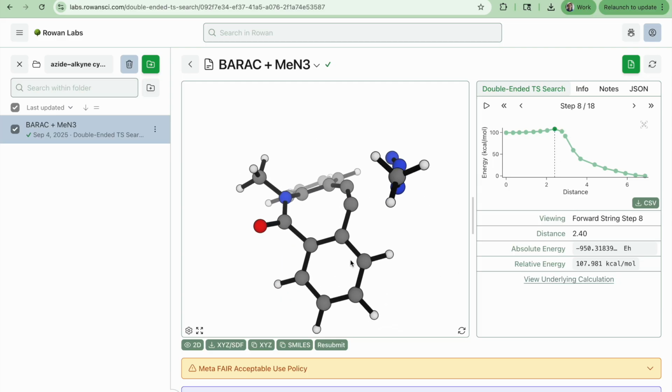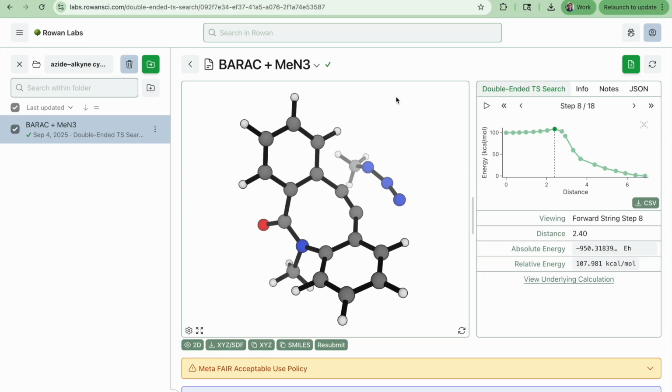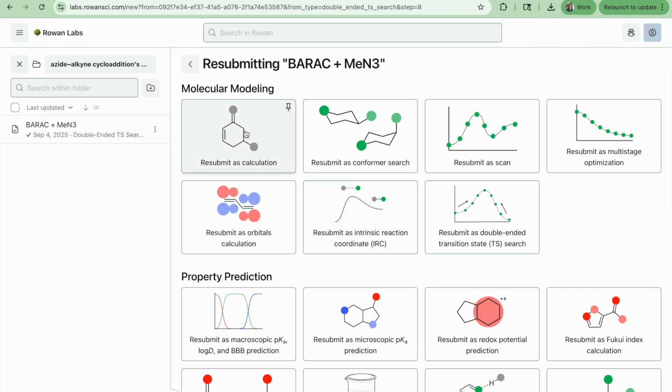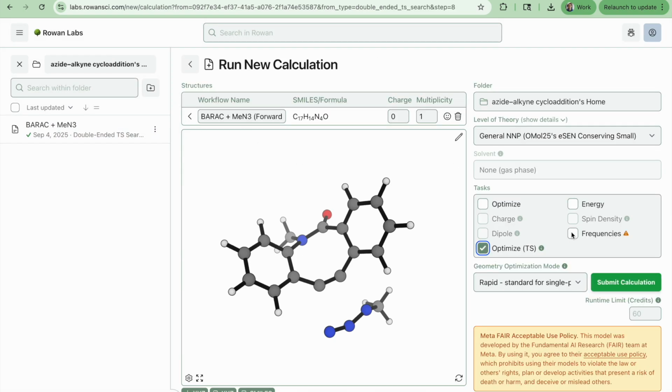Okay, so now we can take this and we can say, let's resubmit this as a transition state guess. And so we'll say resubmit current structure. We'll go to calculation. We'll say optimize TS and frequencies. And we'll say TS from FSM. So this is the highest energy point on the FSM. We're going to submit this to a transition state optimization.